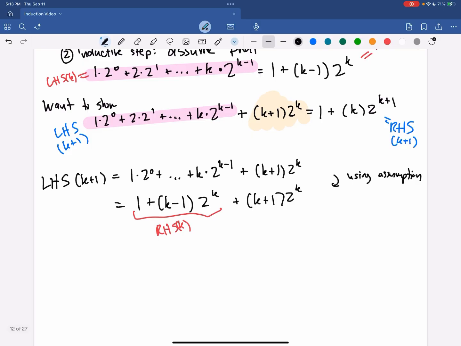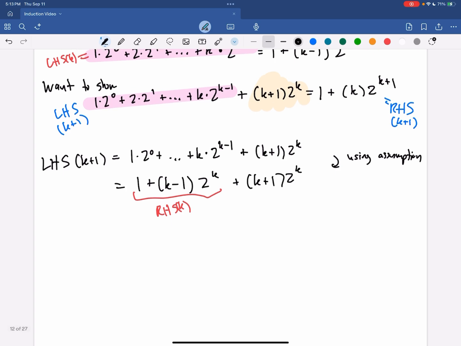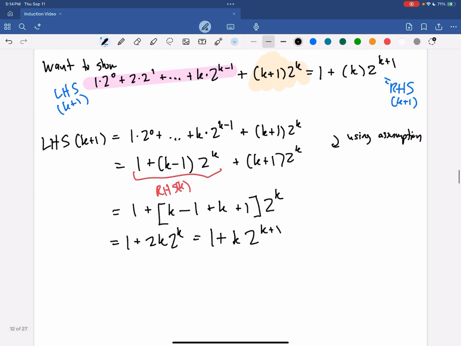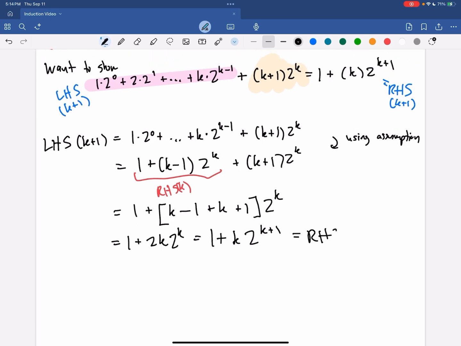All right, and then let's see how we can manipulate this. Looking at what we've got here, I see that we've got 2 to the k twice. And so let's see what happens if we collect all of those coefficients for 2 to the k. We've got (k minus 1 plus k plus 1) times 2 to the k. We've got some simplifying there. So we've got 1 plus 2k times 2 to the k, which is 1 plus k times 2 to the k plus 1. And that's the right-hand side we wanted for k plus 1.